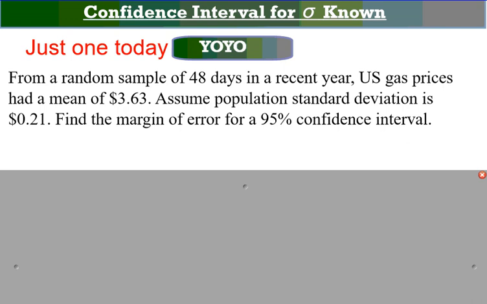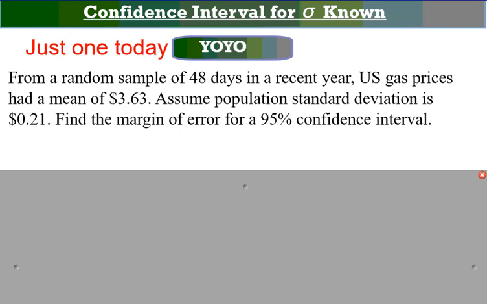I'm going to give you a chance to try. From a random sample of 48 days in a recent year, U.S. gas prices had an average value of $3.63. Assume the population standard deviation is 21 cents. Find the margin of error for a 95% confidence interval. If you'd like to try it for yourself to make sure that you're picking up what we're putting down, try it now. Pause the video, and come back once you've given yourself a chance to try.